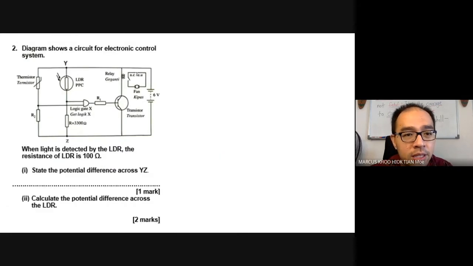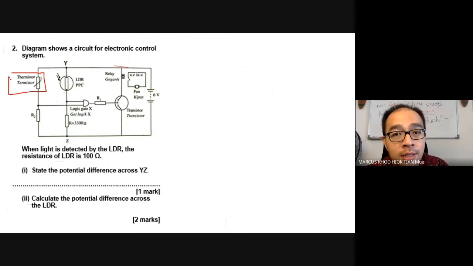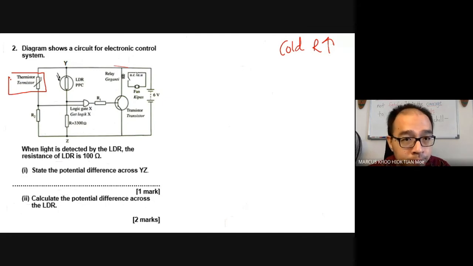All right, next question. Now this is an electronic control system. This is a thermistor. Remember the characteristic of a thermistor: if it is cold, the resistance is high. This is the important thing. But here there is also a light dependent resistor.